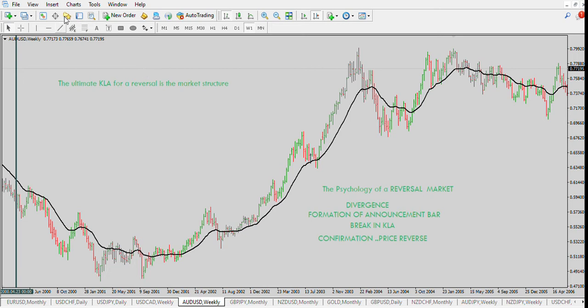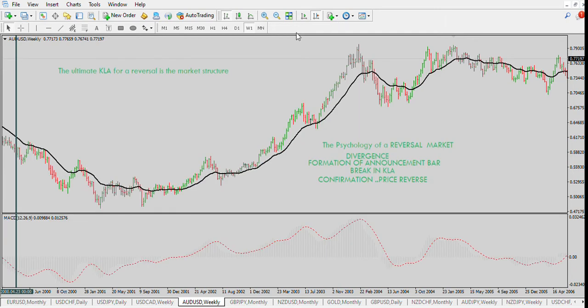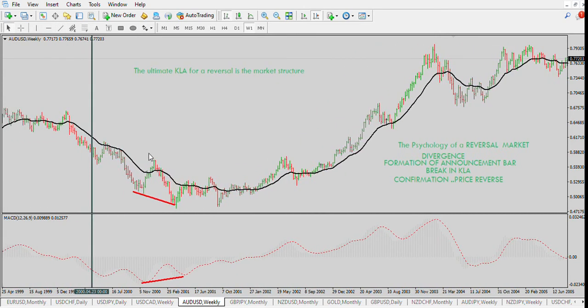Now, this is the weekly time frame. On the weekly, I put our MACD for us to see. Now, this is it. We have our divergence coming. Yes, we have the divergence. That is the first one, divergence. Now, the second thing is the formation of an announcement bar.